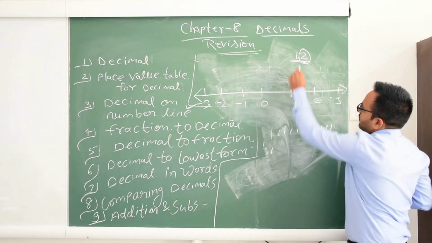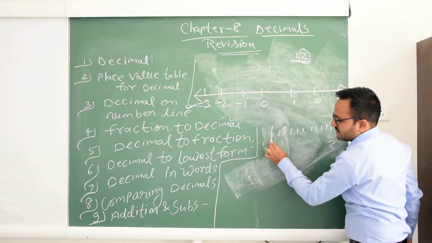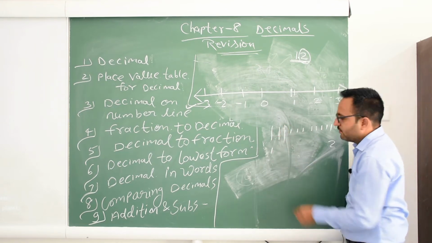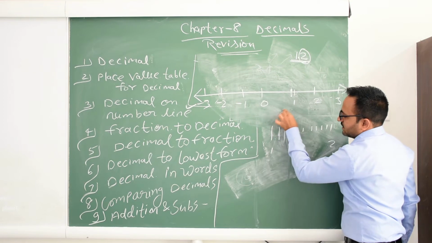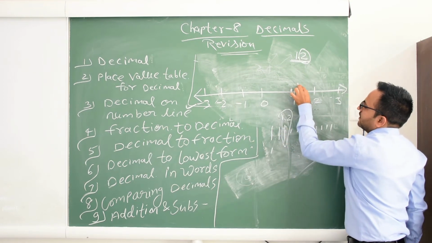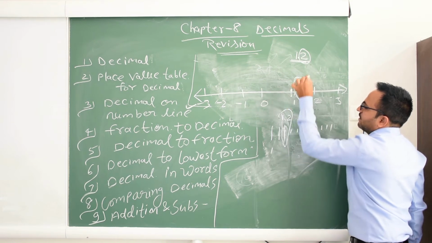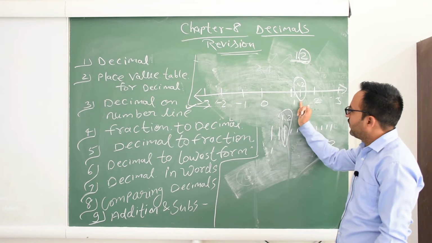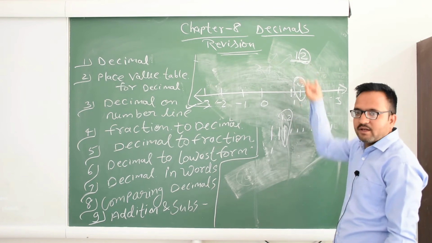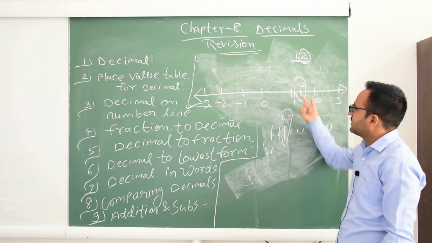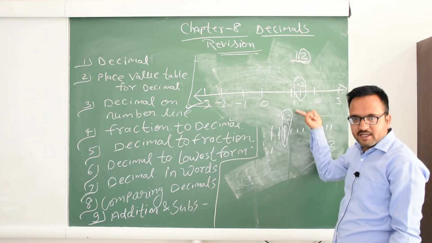So for 1.2, 1 is here, and then 0.1 more is 1.1, and 1.2 is the next. So this place denotes 1.2. Here we mark 1.2 after the 1. 1.2 lies between 1 and 2. So this is the concept of decimals on the number line.